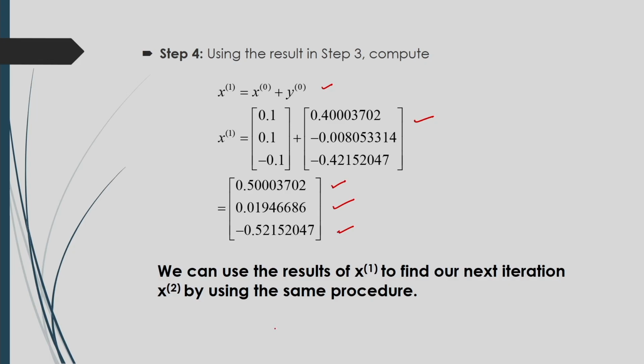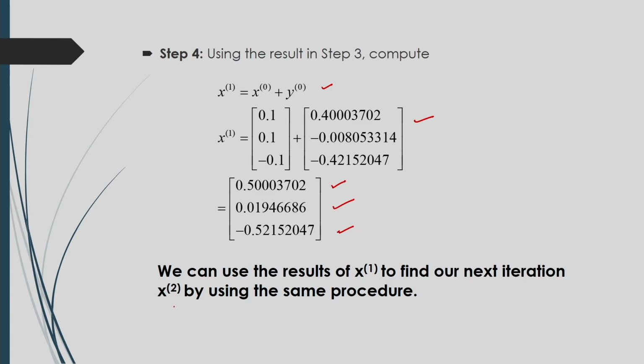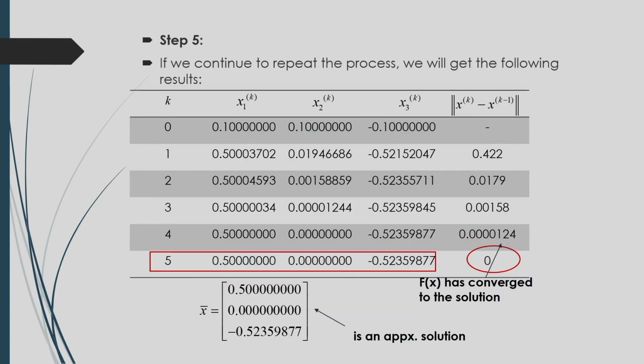Again, you have to use this x1 value to find out what f of x is at that x1, and the Jacobian matrix at that x1 value. So, we can use these results of x1 to find our next iteration x2 by using the same procedure. If we continue to repeat this procedure, we will get the following results for k equal to 0, 1, 2, 3, 4, that means the iteration number.